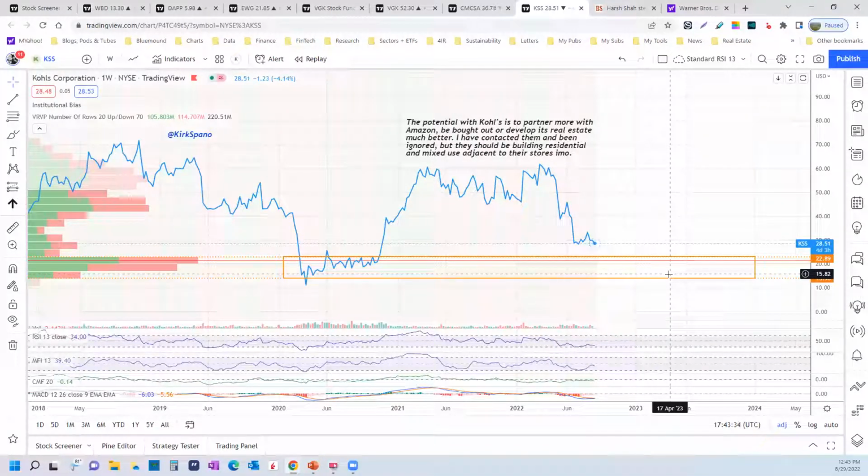Kohl's has built their own boxes all over the place, and they own these gigantic parking lots that are only filled on Black Friday. That's it. And I think they have a sale once a year. So they have these giant parking lots, and they're starting to develop some strip malls around them. But the whole mixed use concept, right?